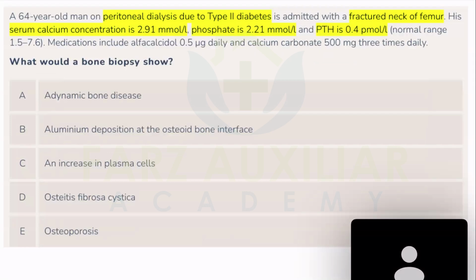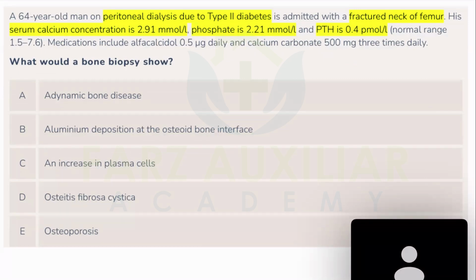In the past 2 parts, we have discussed on-exam and mostly past test questions. These questions are mostly from past medicine, and a few questions are past test. All are from last year's or this year's edition, 2023 November or 2024 edition. So the latest questions. The second question is a patient on peritoneal dialysis with type 2 diabetes, admitted with a fractured neck of femur.